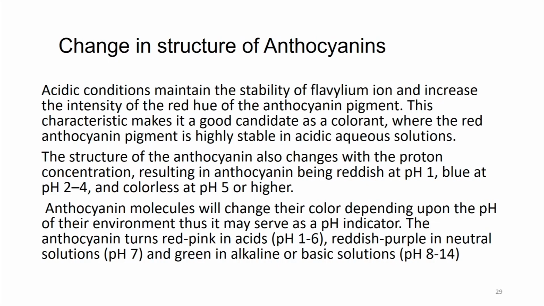The anthocyanin turns red pink in acids, which is pH 1 to 6, reddish purple in neutral solutions, which is pH 7, and green in alkaline or basic solution, which is 8 to 14. This is the maximum range, and these are the colors that are indicative of the pH changes along with the structural differences by protonation and deprotonation.